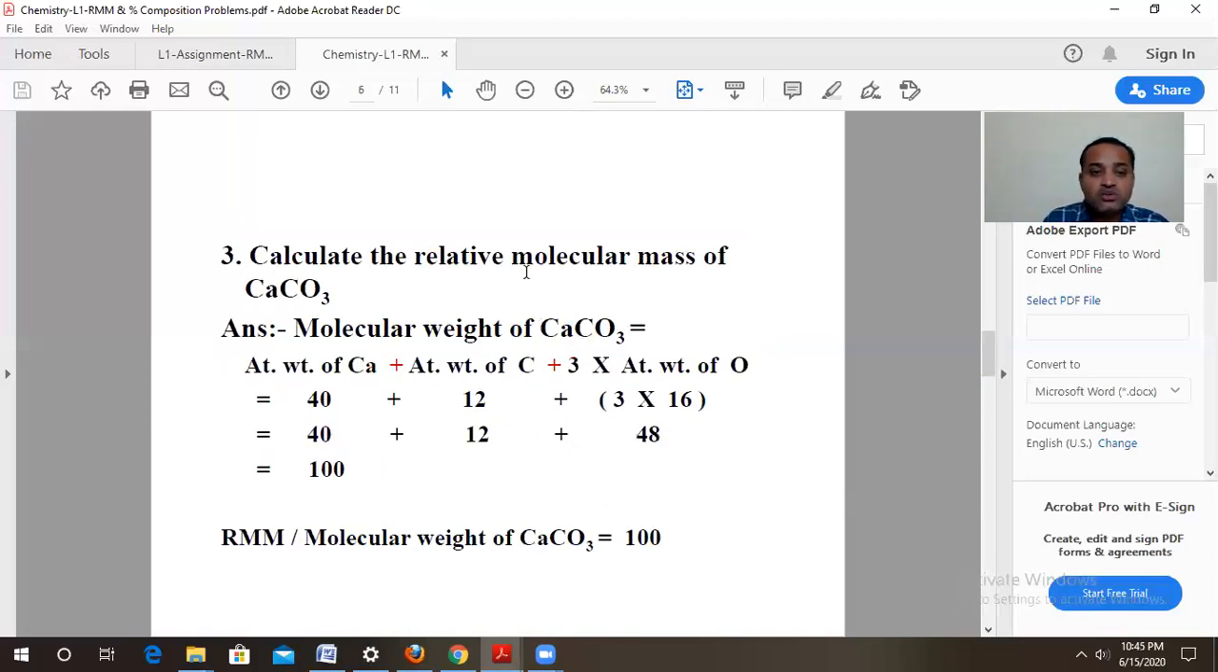The relative molecular mass of CaCO3. It will be the sum of the atomic weight of calcium, plus the atomic weight of 1 carbon, and the atomic weights of 3 oxygen atoms, that is 3 into the atomic weight of oxygen. The atomic weight of calcium is 40. Carbon, we have seen, is 12. And oxygen is 16, 3 into 16. So 40 plus 12 plus 48 is equal to 100. Therefore the relative molecular mass of calcium carbonate CaCO3 is 100.